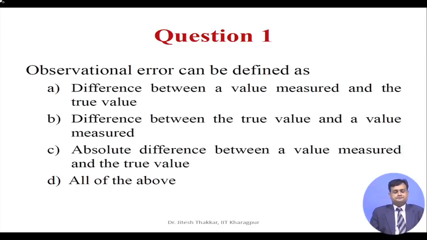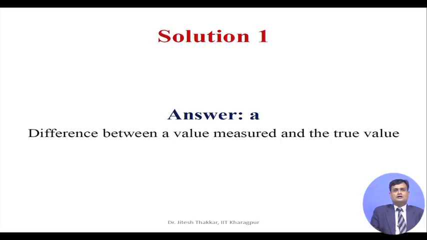Question 1, observational error can be defined as, the various options are: A, difference between a value measured and the true value, B, difference between the true value and value measured, C, absolute difference between a value measured and the true value, and D, all of the above. The correct answer to question 1 is A, difference between value measured and the true value.